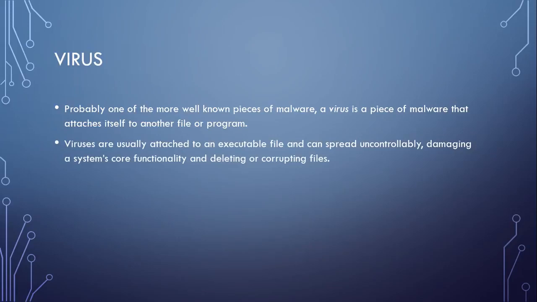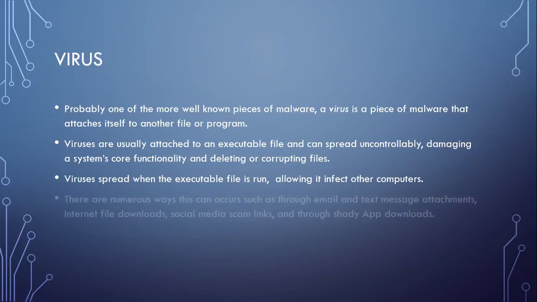Viruses are usually attached to an executable file and can spread uncontrollably. Once they start running, they're off. It's like the shot has gone off, and they're running down that racetrack. A lot of times, they'll damage a system's core functionality and even delete or corrupt files on your computer. Viruses spread when the executable files run, allowing them to affect other computers. If you're connected on a network, a lot of times the viruses will attempt to spread over the network.